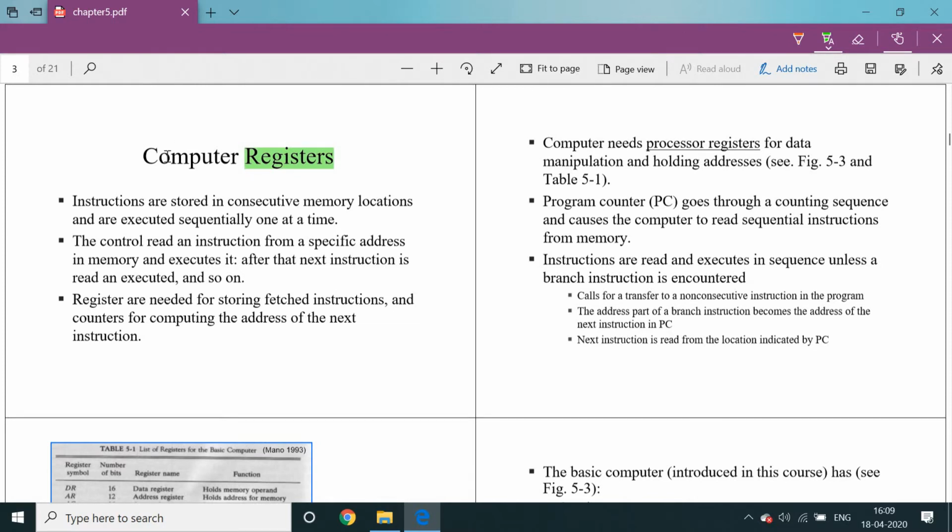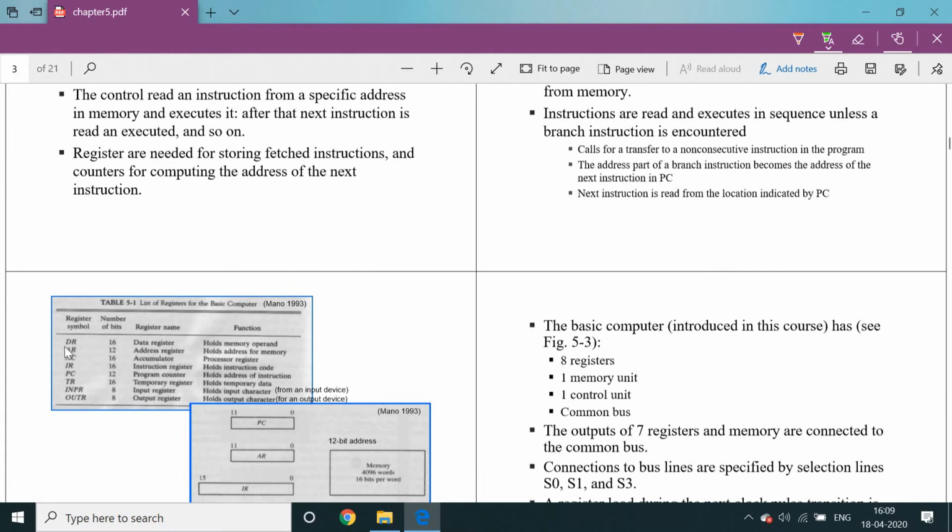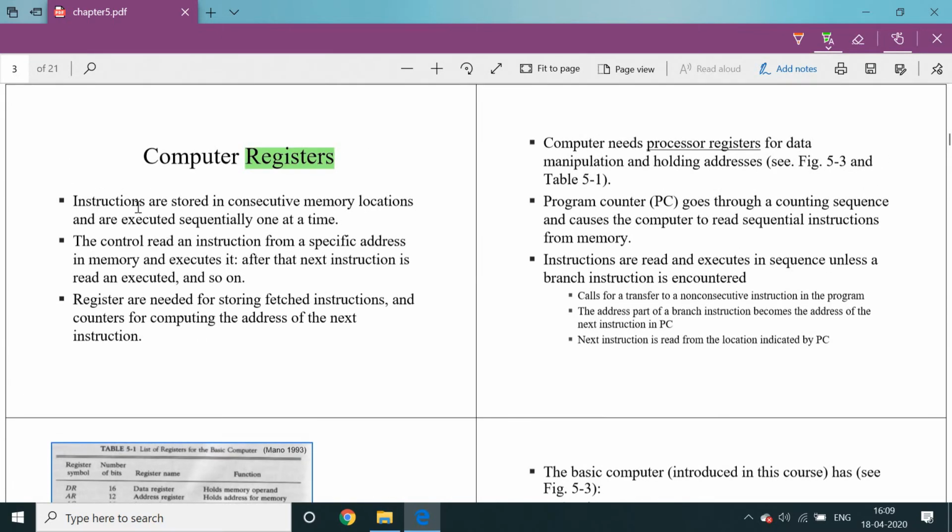Computer register means the registers inside the processor, inside the CPU. The CPU has some registers inside the computer, and those registers are represented here as DR, AR, AC, like this. You will see these sentences first of all.